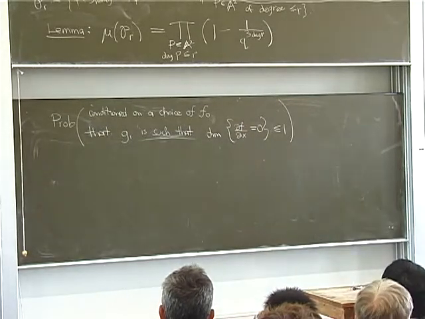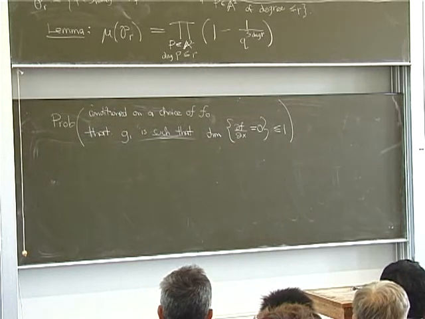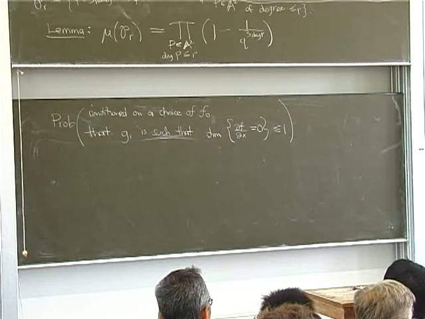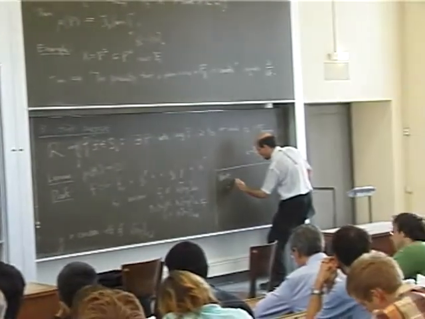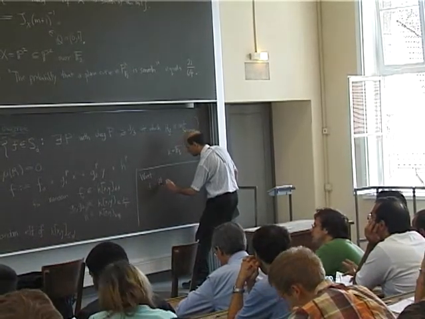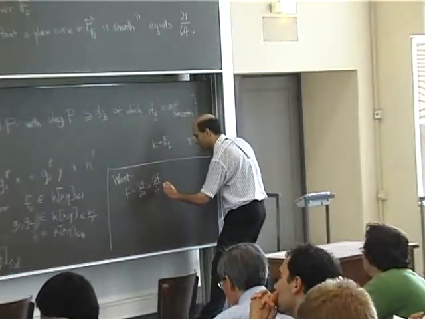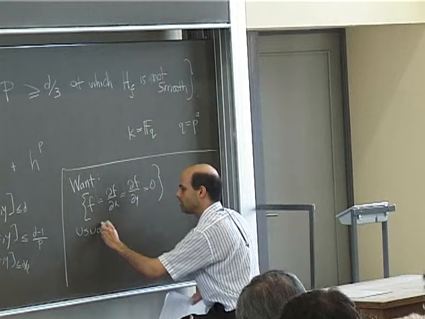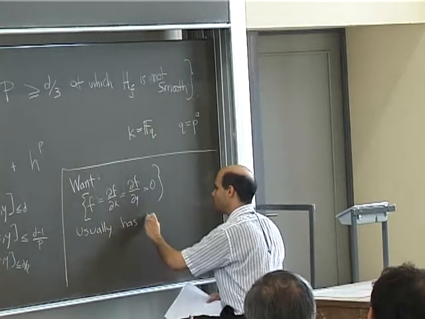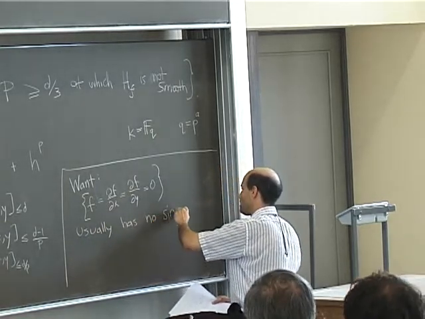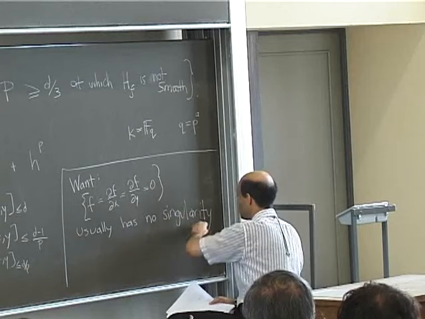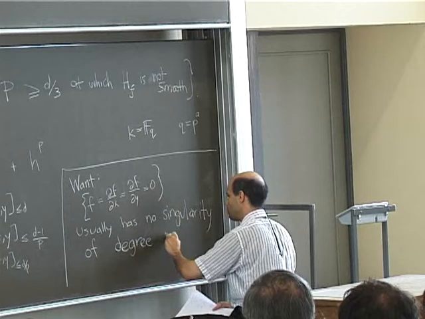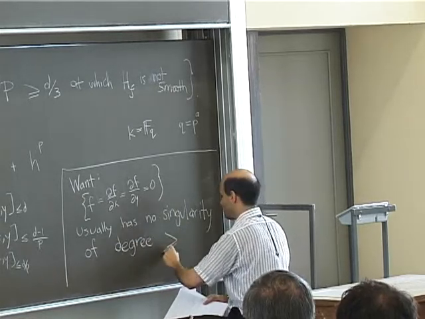Maybe I should have said, what am I trying to do? I want it to be true that the locus where f and the partial derivatives are all 0, this is the singular locus, usually has no singularity of degree greater than or equal to d over 3.